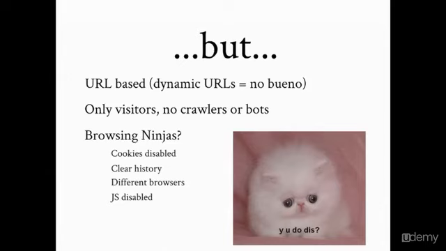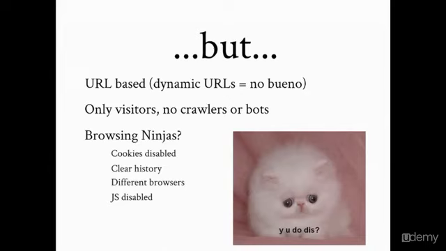Google Analytics only tracks visitors. It doesn't track crawlers or bots. The reason I'm telling you this is that you won't know with Google Analytics if a crawler or a bot is hitting your website 1,000 times a minute. But again, that's mainly the exception and not the rule.